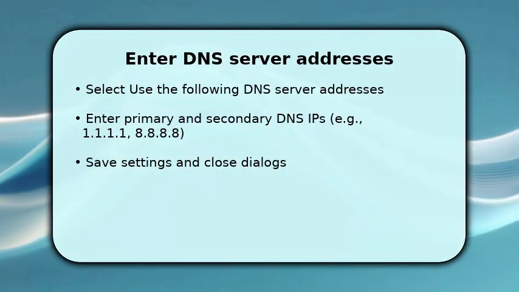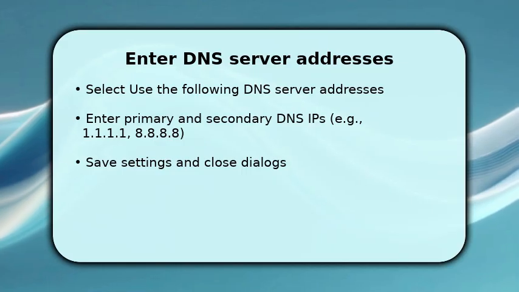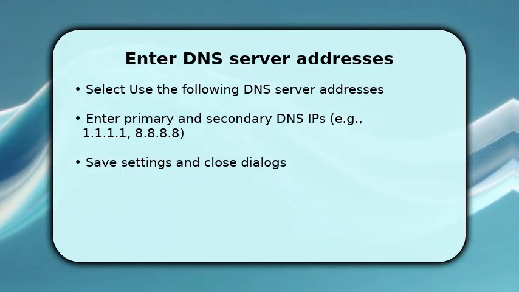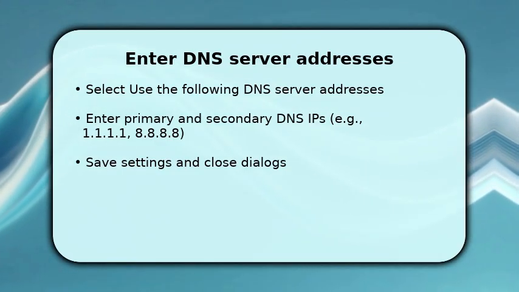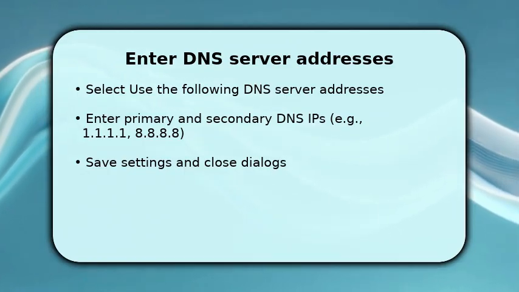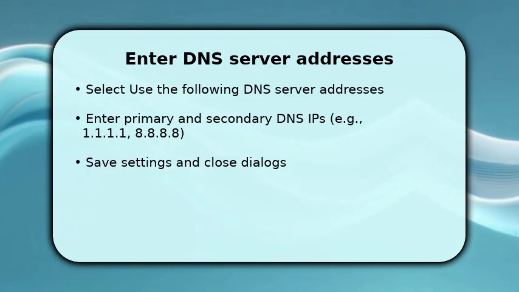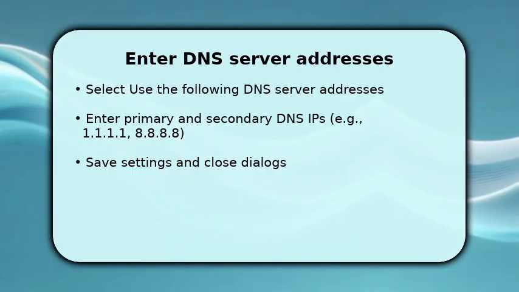Now you enter the DNS addresses. Select Use the following DNS server addresses and type the primary IP, then the secondary. Common choices are 1.1.1.1 or 8.8.8.8. On Mac OS, add entries under the DNS tab. On Windows, edit IP4 properties. Once typed, apply or OK to save and close each dialog.